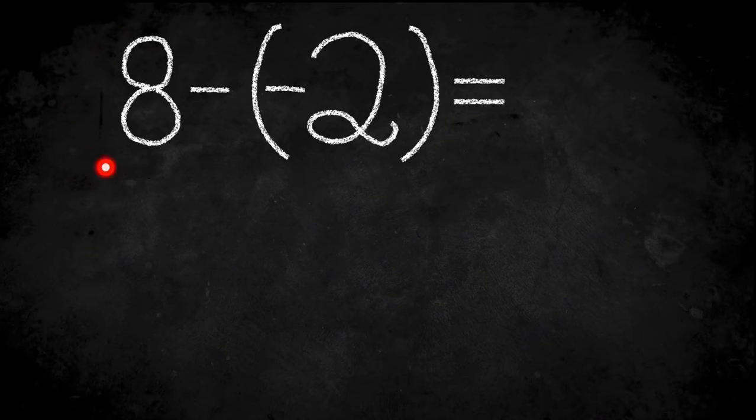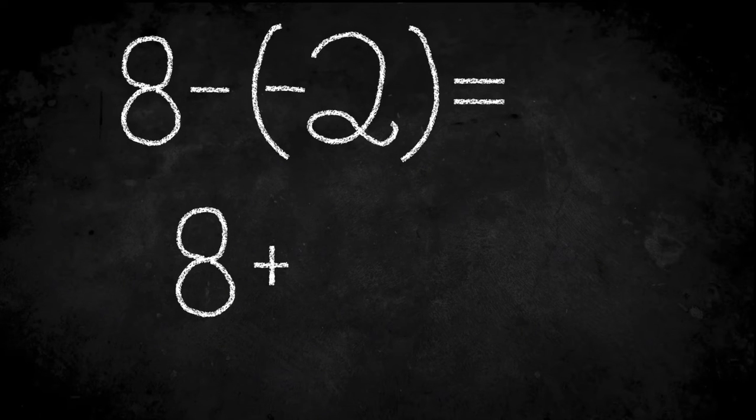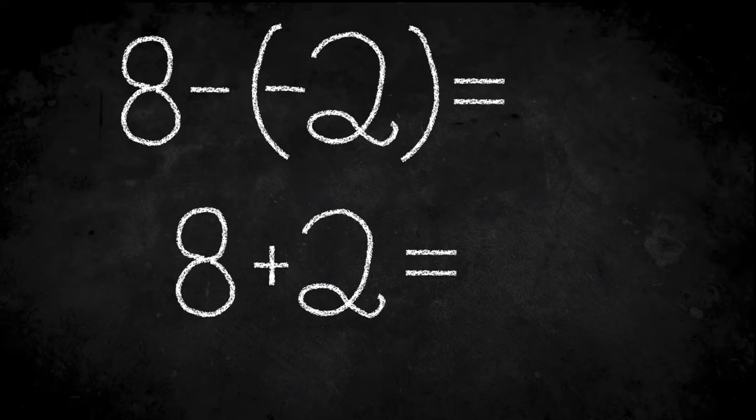First, we have 8 minus negative 2. Now, 8 would stay the same. Instead of subtracting, we add, and negative 2 becomes 2. And 8 plus 2 equals 10.